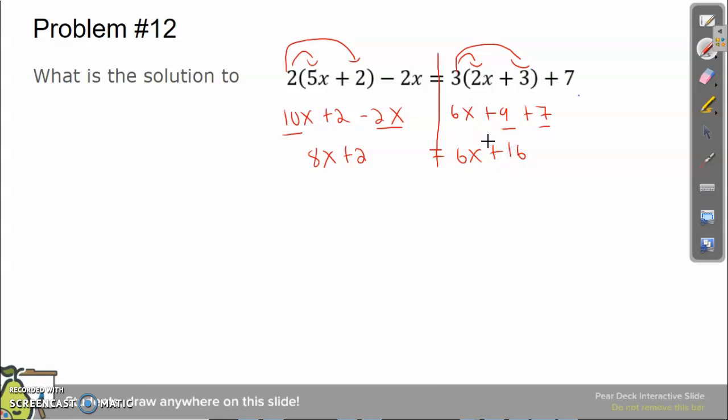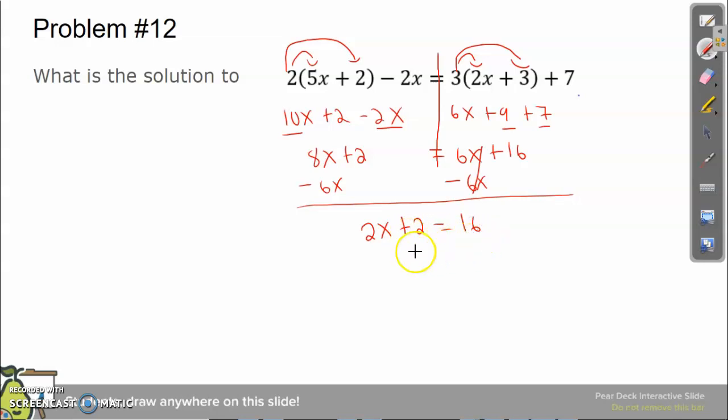From here, x's go to one side, regular numbers to the other. Which x is smaller? That would be 6x. How do you move a 6x to the other side? Do the opposite, which is subtract. Once you do that, this cancels. This turns into 2x plus 2 equals 16.